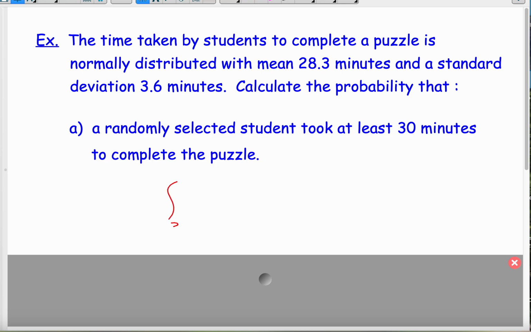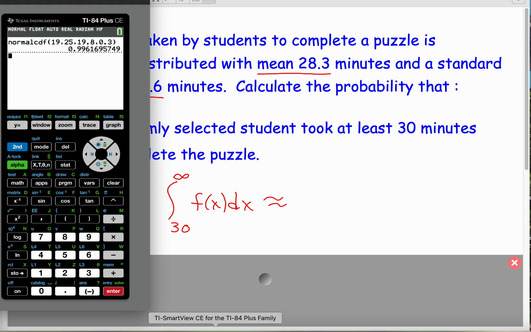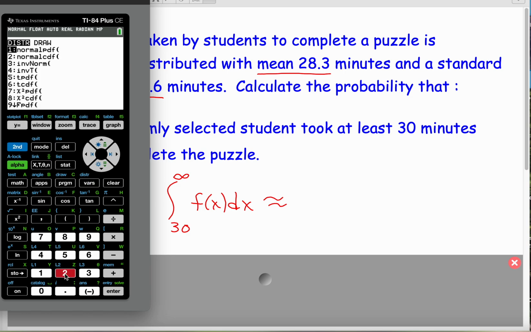So at least 30 minutes. That means I'm going to go from 30 to infinity, although I'm guessing they're not going to let students keep taking the test forever. There's probably a cutoff somewhere, right? The integral of f of x dx. And then I'll grab my calculator. My mean was 28.3, standard deviation 3.6. So grab the calculator, clear, second, vars, 2. My lower is 30. My upper, I don't want to think too hard, I'm just going to throw in 100.